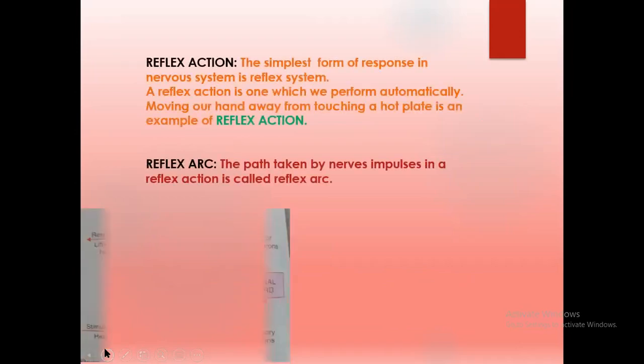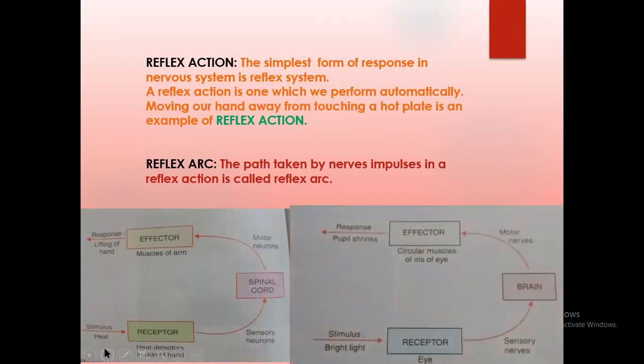What are the reflex actions? Reflex action is the simplest form of the response in the nervous system. A reflex action is one which we perform automatically. Moving our hand away from touching a hot plate is an example of a reflex action. What is the reflex arc? The pathway taken by nerve impulses in the reflex action is called the reflex arc.